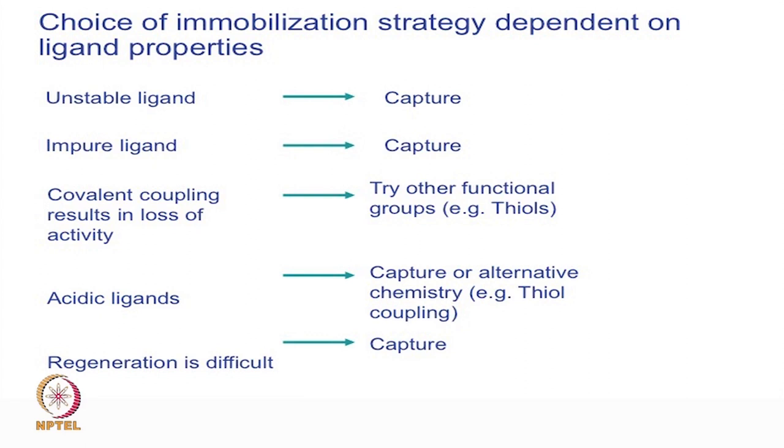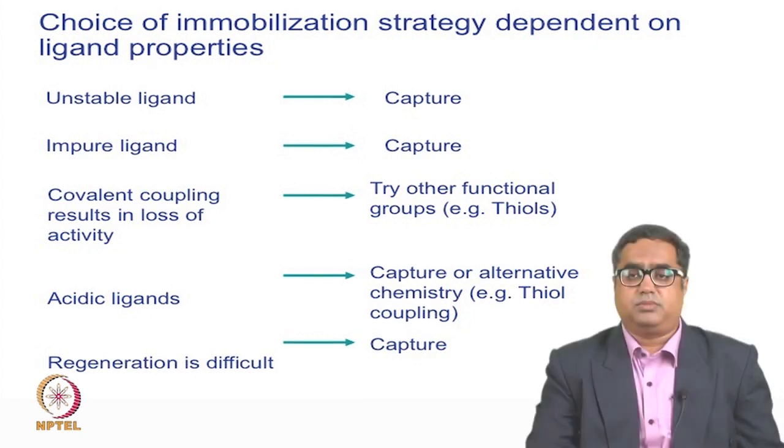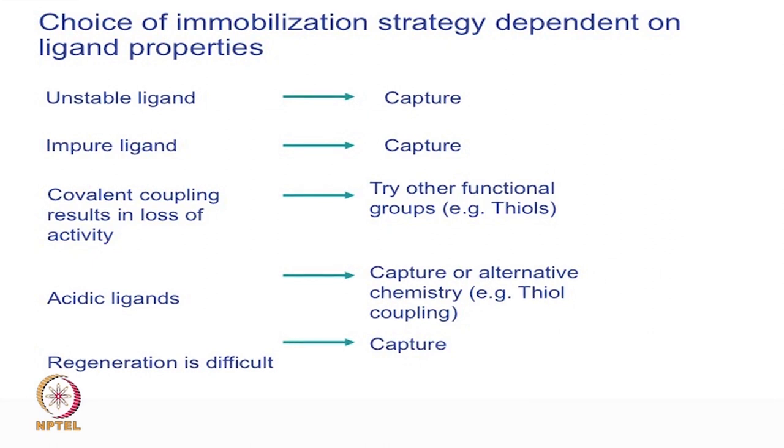When we do a covalent coupling, and that covalent coupling leads to loss of activity, which means that your analyte is not binding, then we will not proceed with a covalent coupling, but in that case we will choose a capture process. Sometimes the PI of the ligand is very close to the acidic range, like 2 or 3, and those kinds of molecules we still prefer to capture. Sometimes the regeneration of a molecule is very difficult, and in that case also we go for a capture process. This way we distinguish between what molecules can be captured and what molecules can be covalently coupled.